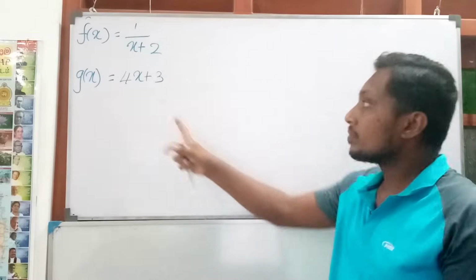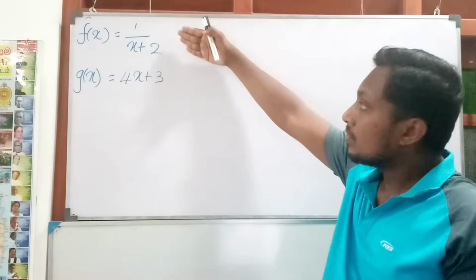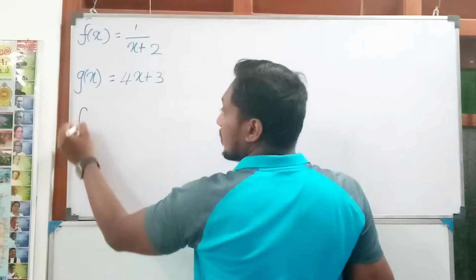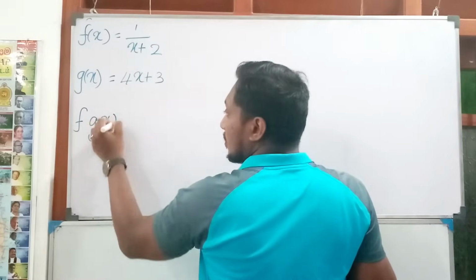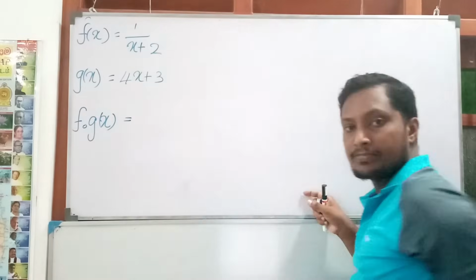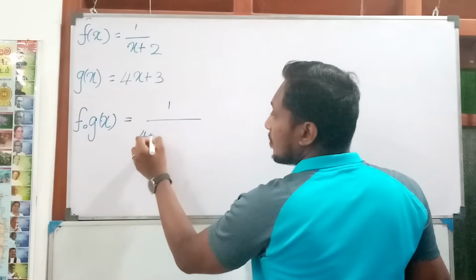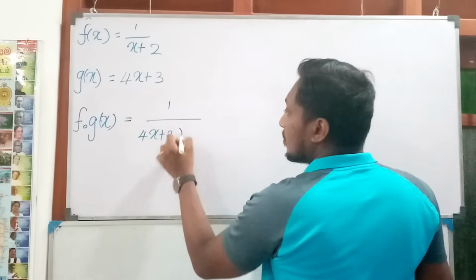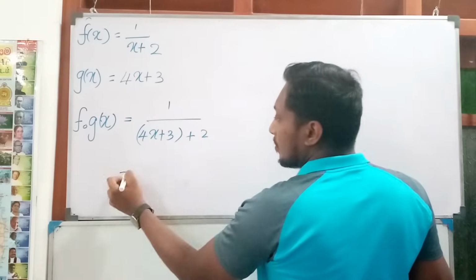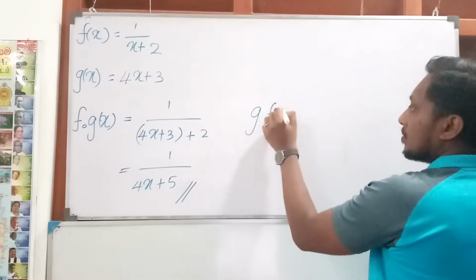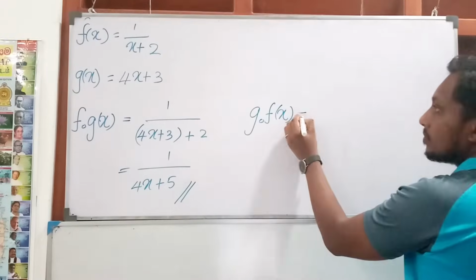Let f(x) be 1 over x plus 2 and g(x) be 4x plus 3. We are going to find f of g(x). That means we have to put g(x) into f. It's easy: 1 over 4x plus 3 plus 2. When you simplify, you will get 1 over 4x plus 5. At the same time, we will find g of f(x).